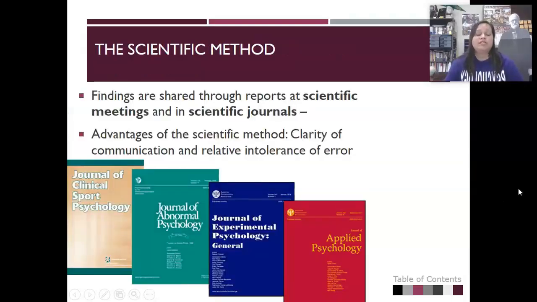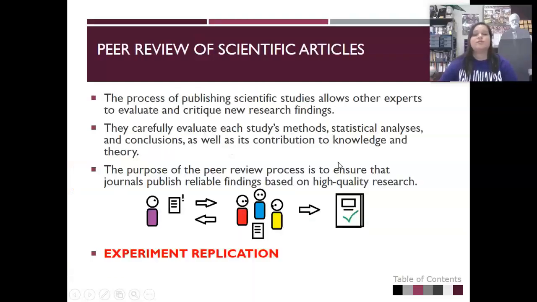Once a person does conduct research and they have findings, it's important for them to share them into scientific journals so that others can benefit from that research. Let's see, the advantages of the scientific method are that they create clarity of communication and hopefully it's more resistant to errors. An important part of the sharing of scientific articles is the peer review process.